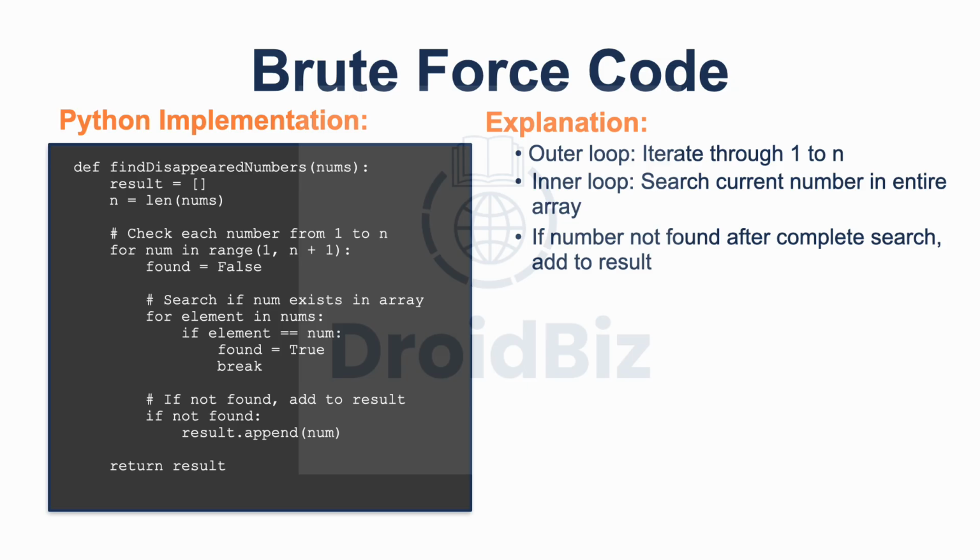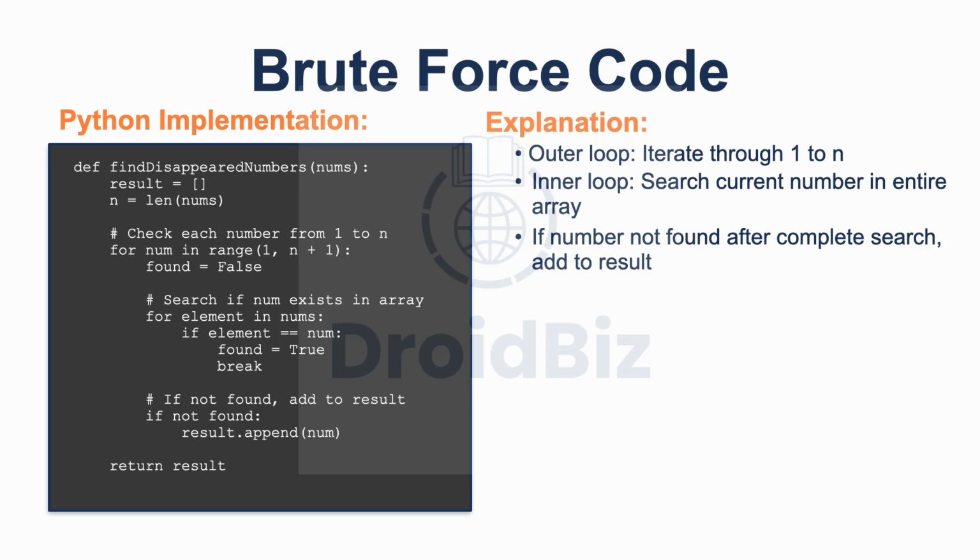We loop through each element in nums. If the element equals the current number, we set found to true and break out of the loop. After the complete search, if the number is not found, we add it to the result list. Finally, we return the result.